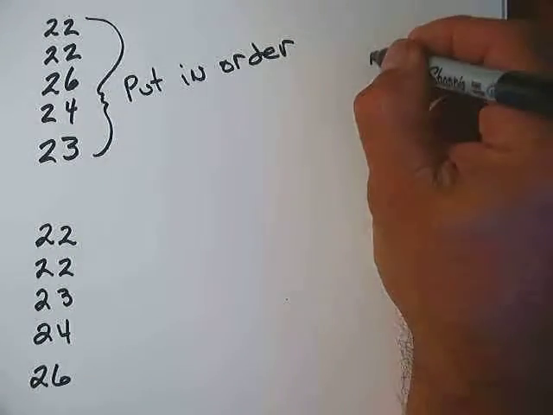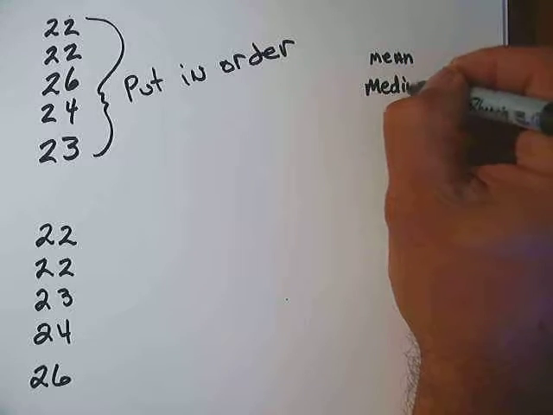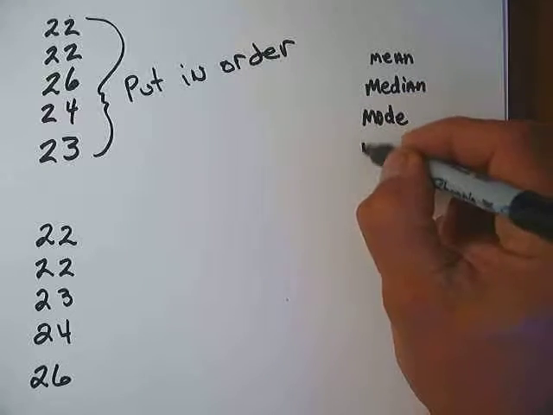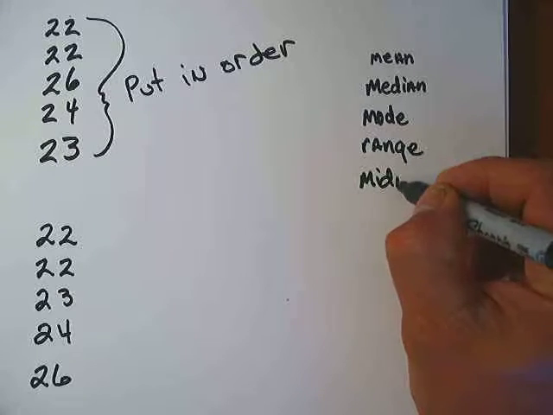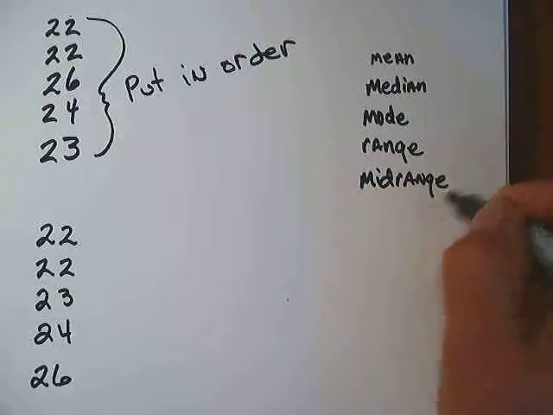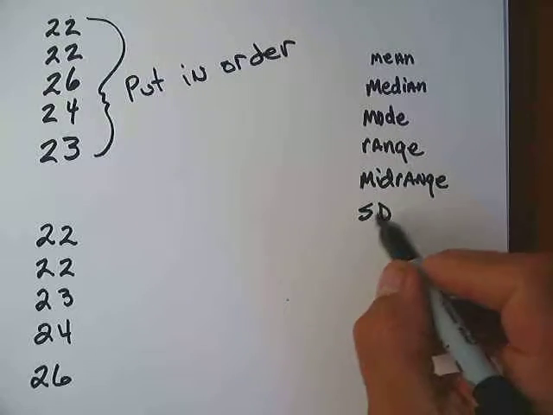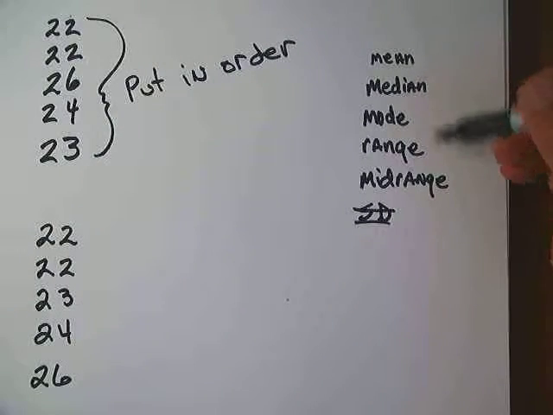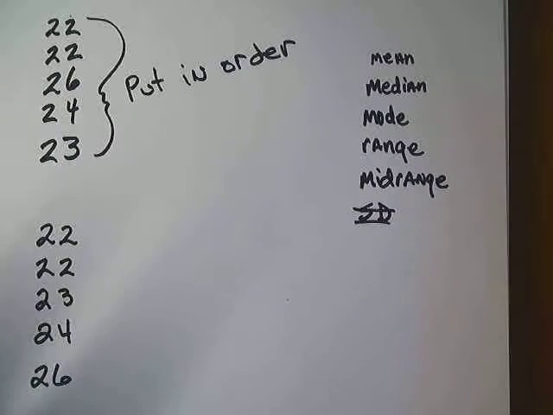Now, I just do everything in a list. Mean, median, mode, range, mid-range, and variance and standard deviation, and we'll do that later. So I'm really not too concerned about that right now. I'm worried more about these, making sure everybody can find these values without any problem.